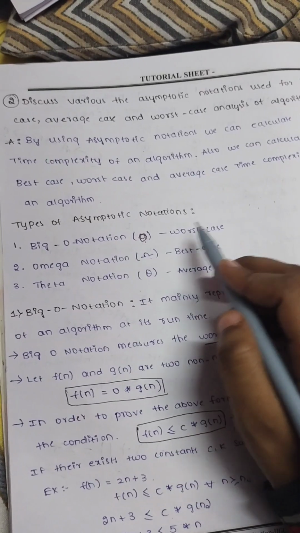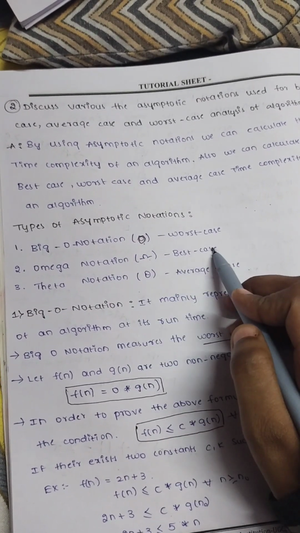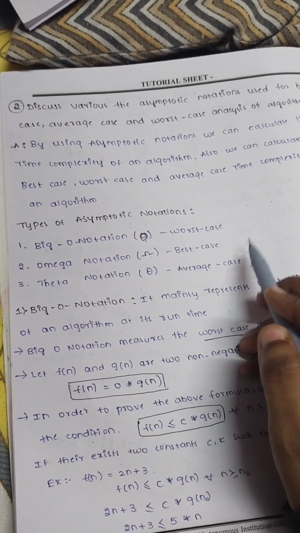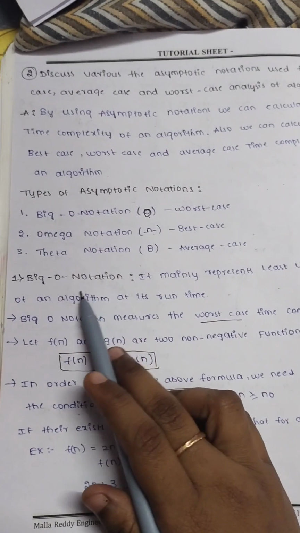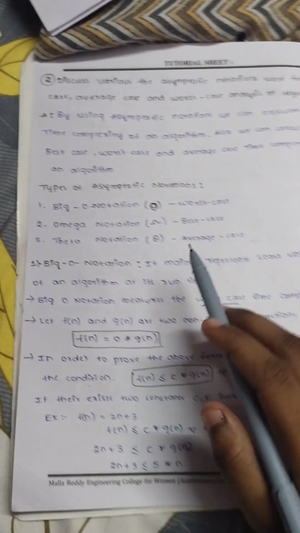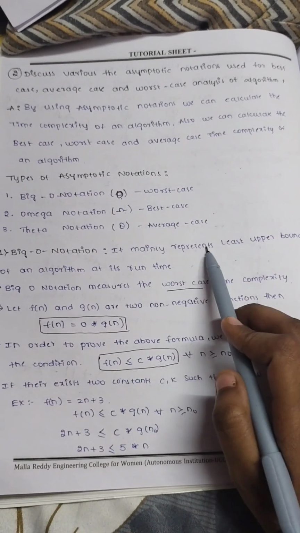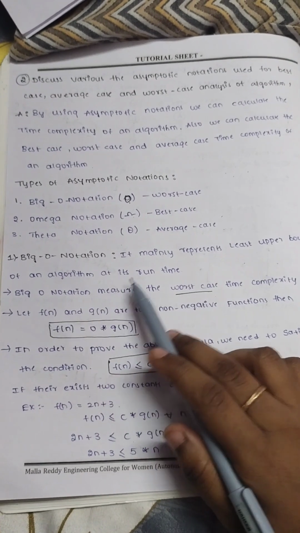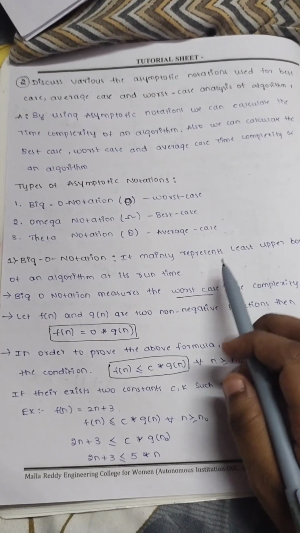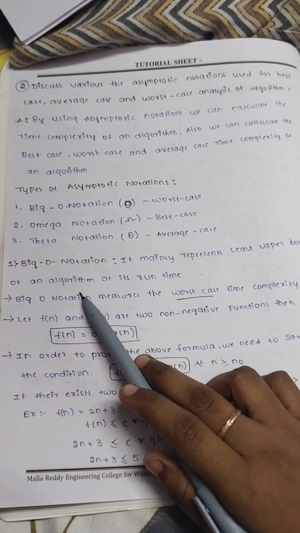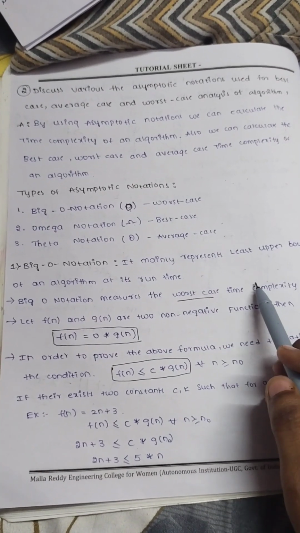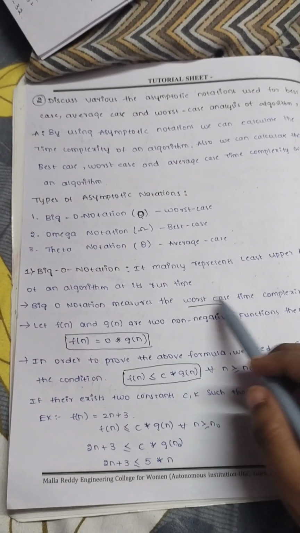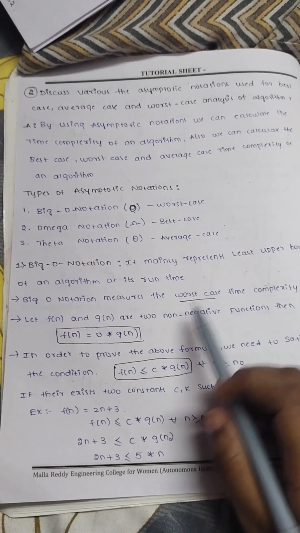So big O notation for worst case, omega notation for best case, theta notation for average case. Coming to the first one, big O notation. Big O notation mainly represents the least upper bound of an algorithm at its runtime. So big O notation measures the worst case time complexity.